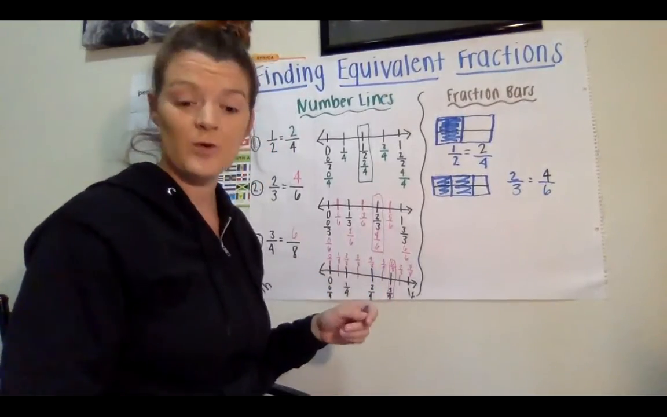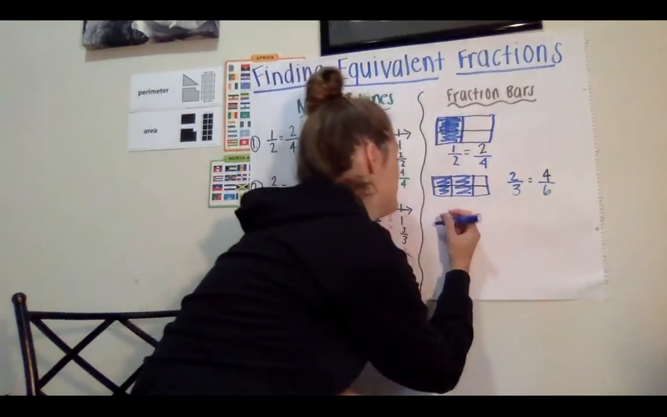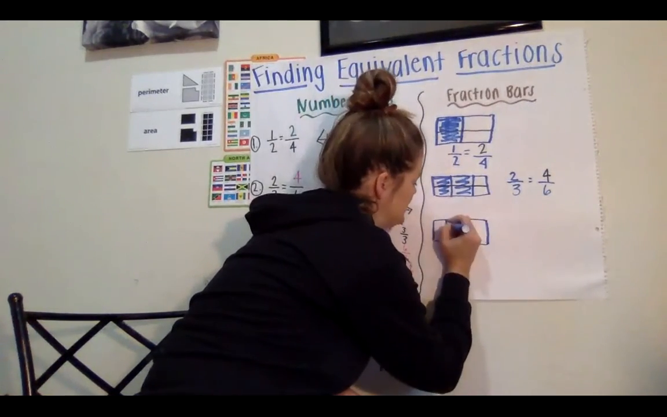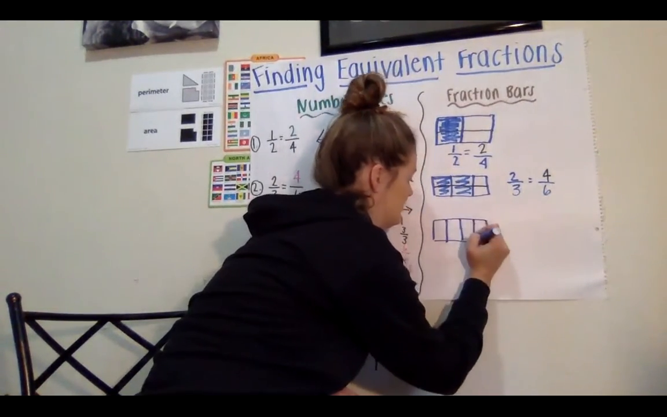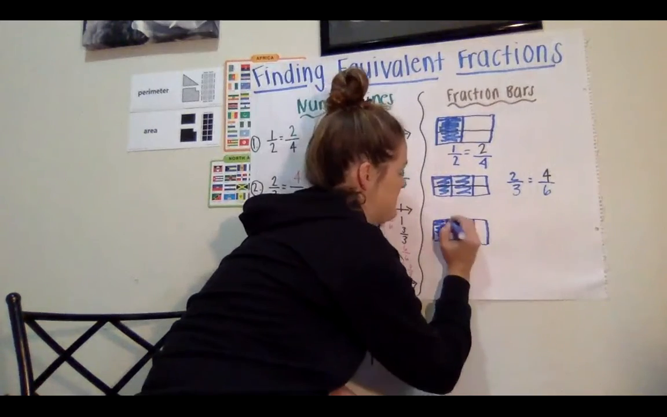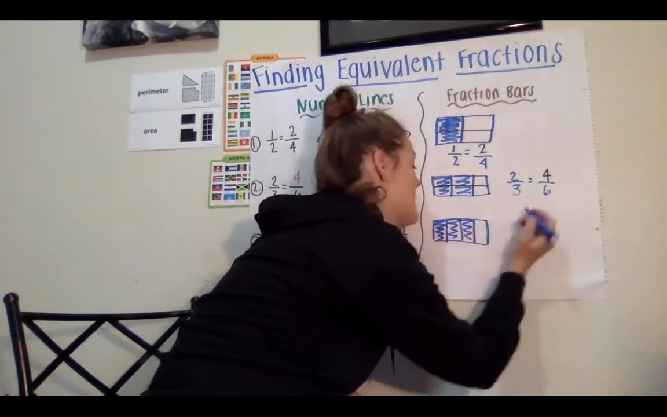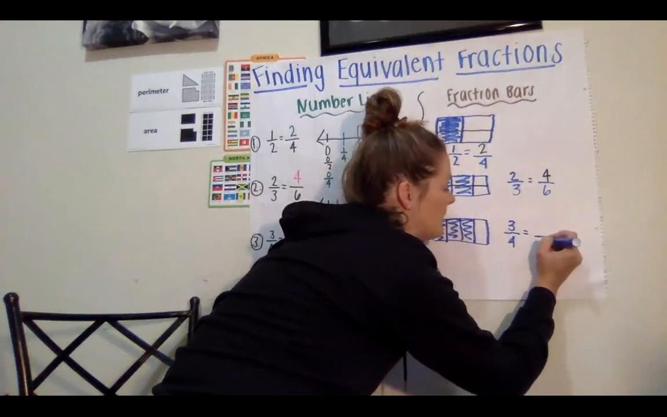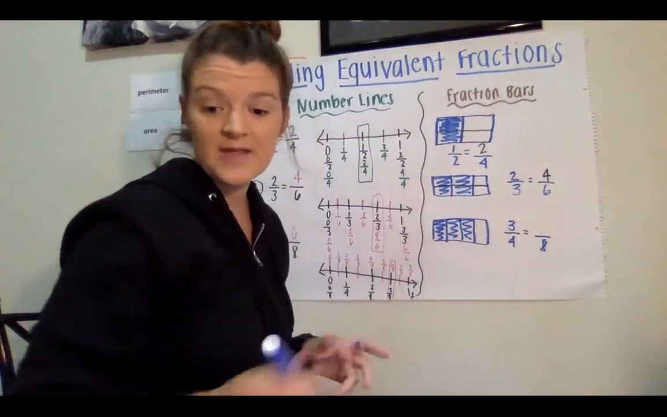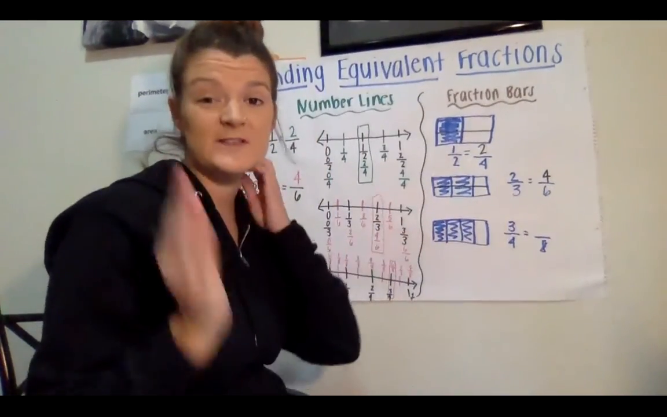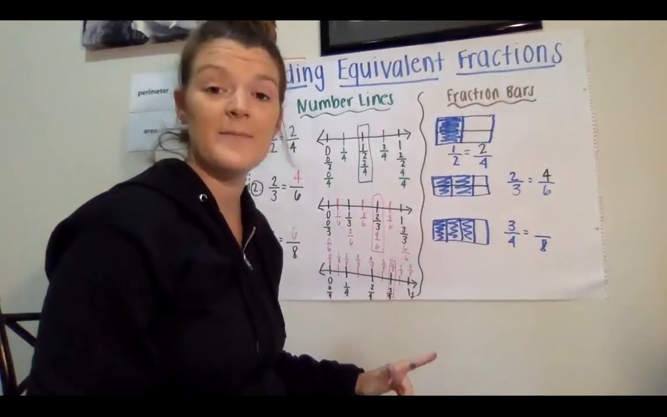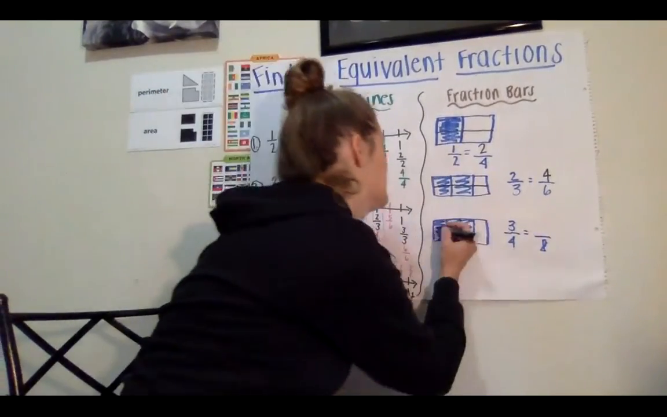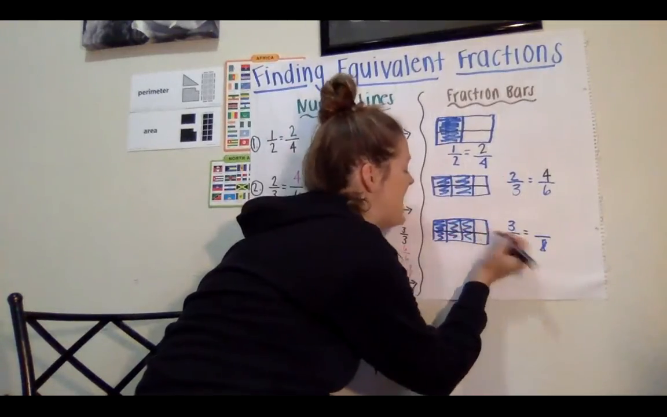Number 3 is 3/4. So let's draw a model. Partition into fourths. And I'm going to shade 3. And I want to know how many fourths can make eighths. Again, my relationship between fourths and eighths, I know if I double 4, I can make 8. So I need to double my number of parts here, which means I'm going to cut across in half.